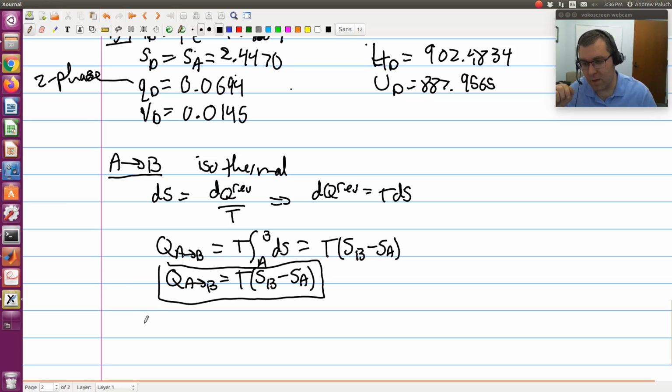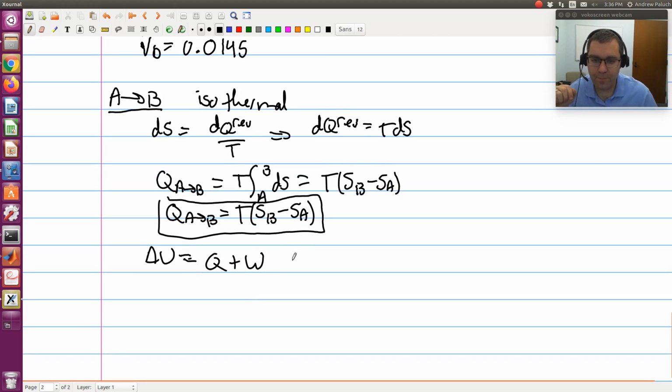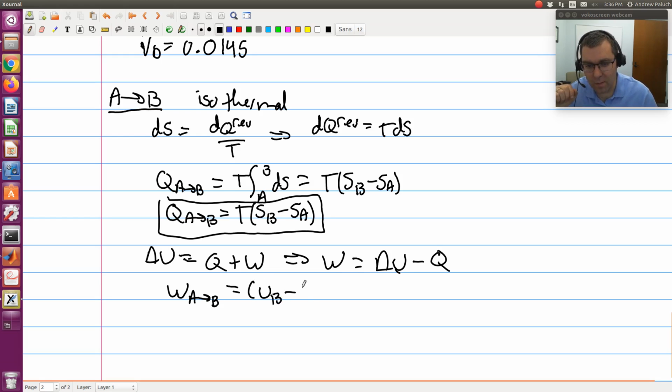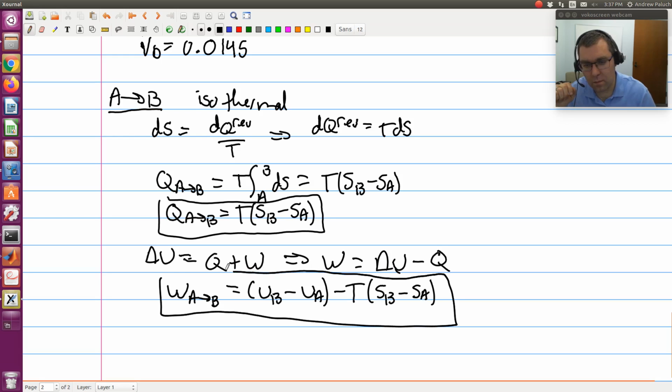Well, what about W? Well, first law balance, delta U is equal to Q plus W. So therefore W is going to be equal to delta U minus Q. I'm writing it out formally for this process. W from A to B is going to be equal to delta U, which is UB minus UA, minus Q, which is minus T times (SB minus SA). Bam. Okay, so there's state A to B.